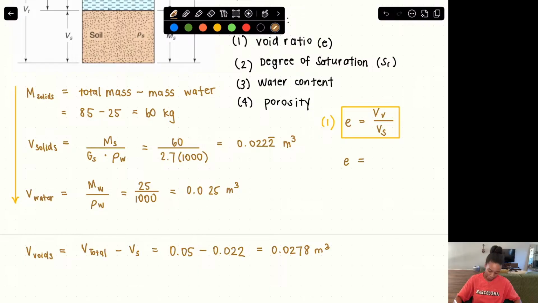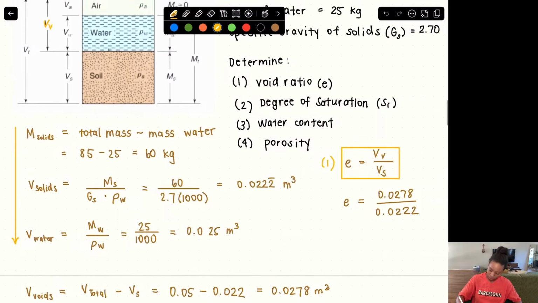So that's going to be 0.0278 divided by 0.0222. And we're going to get the void ratio is equal to 1.25.